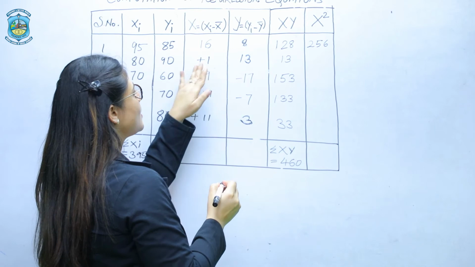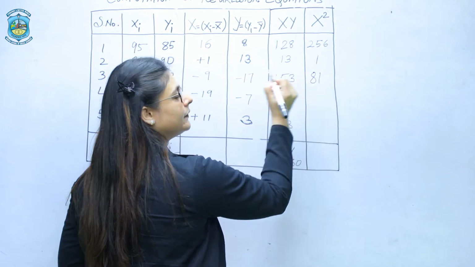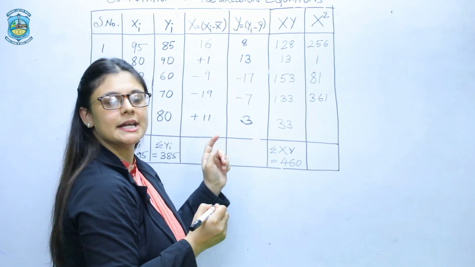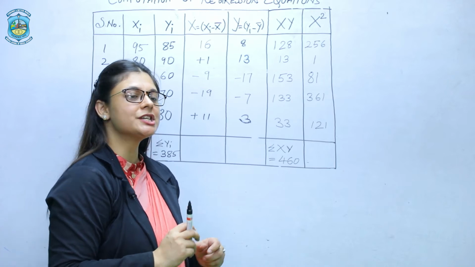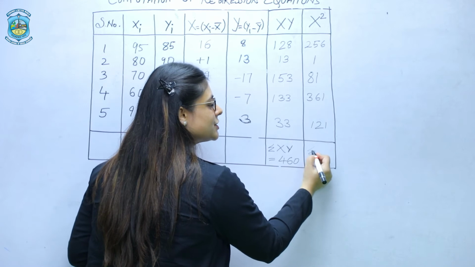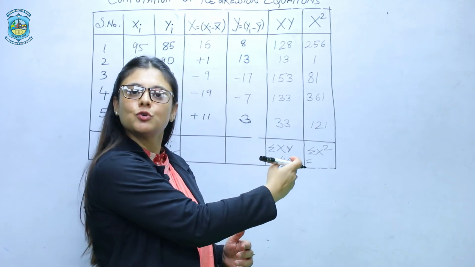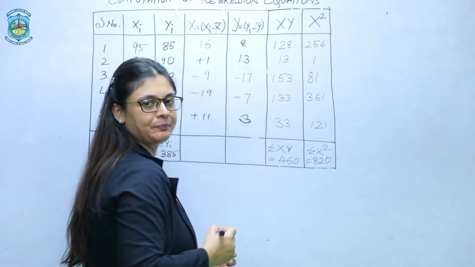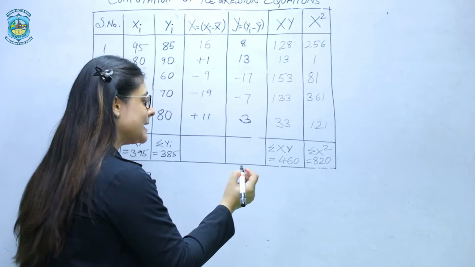256. Next is 1. Next 81. Next one 361, and the last one is 121. Now for your calculations you require the summation of the x square series also. So therefore summation of x square would be equal to, calculate the total of the last column and you get the answer as 820. Always remember to write the things that you require to put in your formula separately.